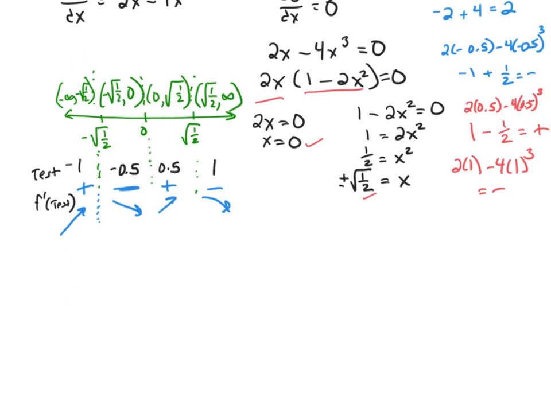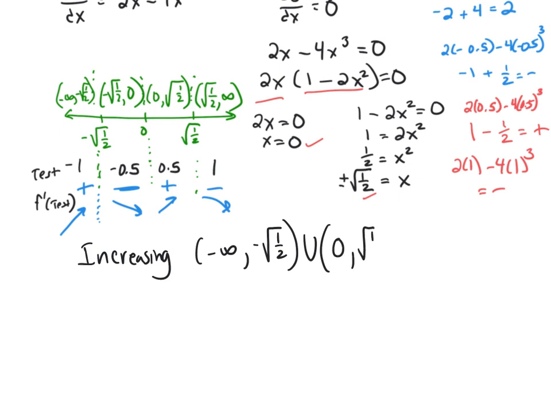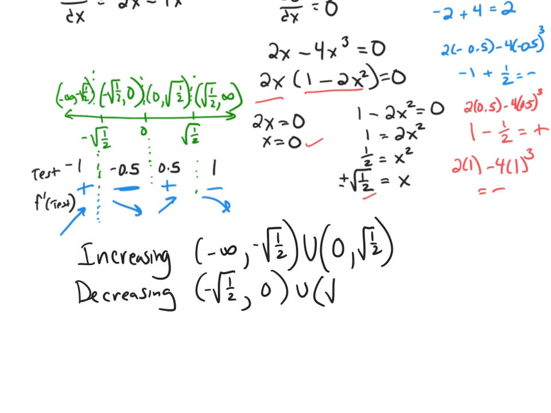So I have 2 regions of increase and 2 regions of decrease. It is increasing on that first interval, -infinity to negative square root of 1/2. And then it's increasing again from 0 to positive square root of 1/2. It is decreasing on those other 2 intervals. So it's decreasing from negative radical 1/2 to 0, union radical 1/2 to infinity.